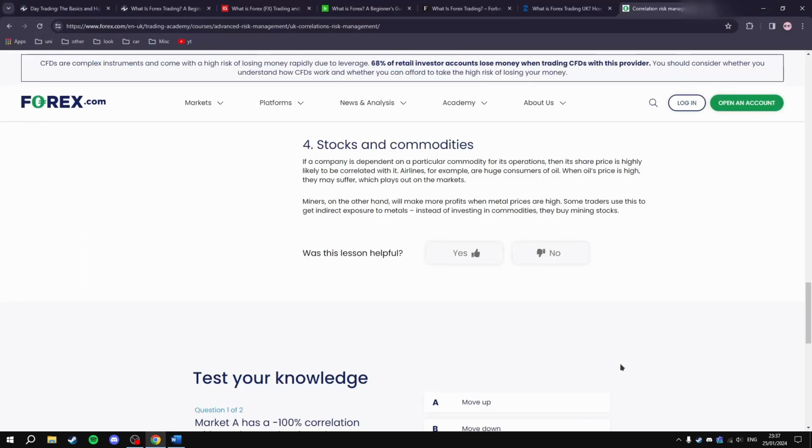Miners, on the other hand, will make more profits when metal prices are high, so some traders use this to get indirect exposure to metals. Instead of investing in commodities, they buy mining stocks.